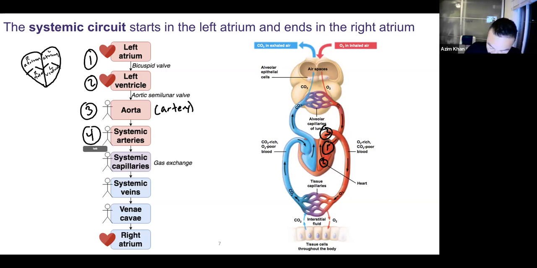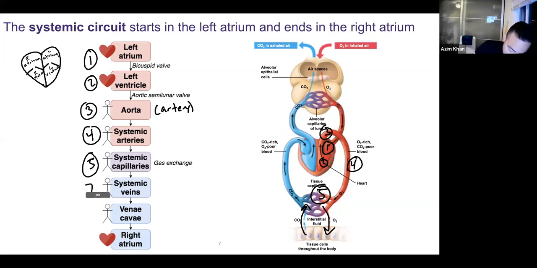Again, this is a very, very simplified drawing of what's going on in the body. Wherever we go, arteries will eventually branch into capillaries, and capillaries are where we exchange gases and nutrients. We deliver oxygen and take up carbon dioxide. So now we have oxygen poor blood, high in carbon dioxide. We return blood back through veins, systemic veins.